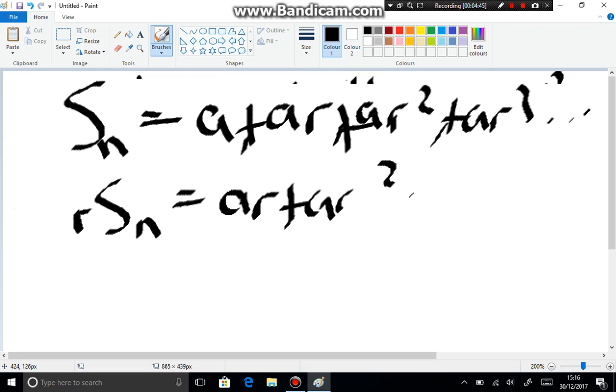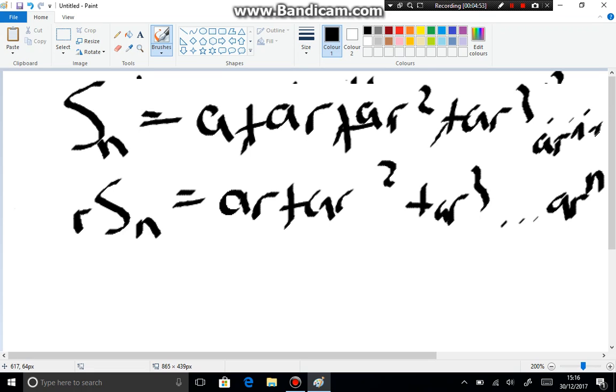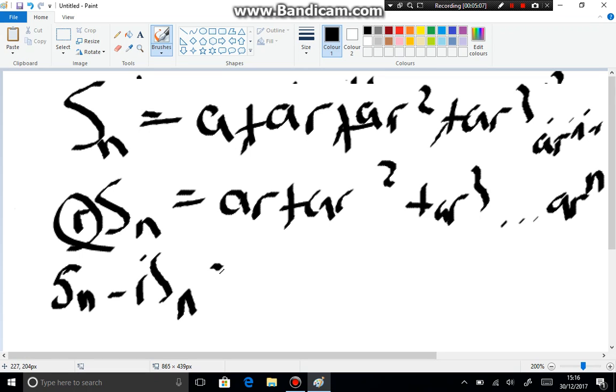Plus AR plus AR squared plus AR cubed, and eventually you reach AR to the power of n. And this one is AR to the power of n minus 1. Because we multiplied it all by R, we're adding an R value in it, so it's going to change it. And if we subtract these two, Sn minus R Sn, you get A minus AR, AR minus AR squared. So let's just say we pick one of them out, A minus AR, right?